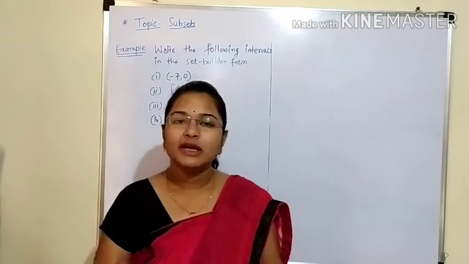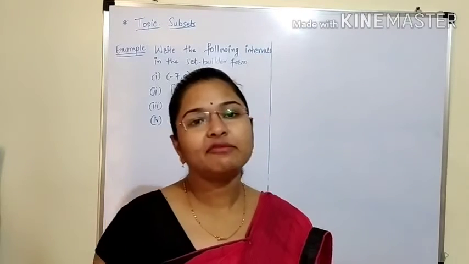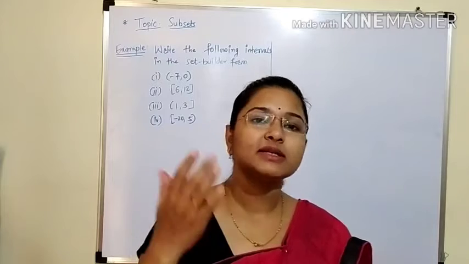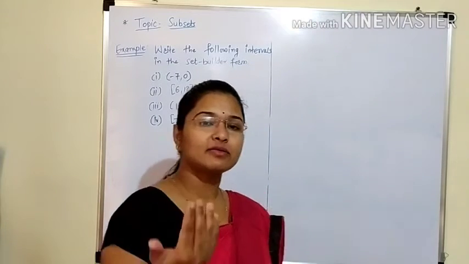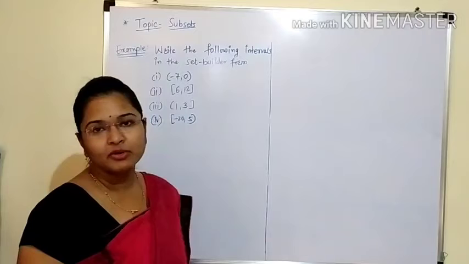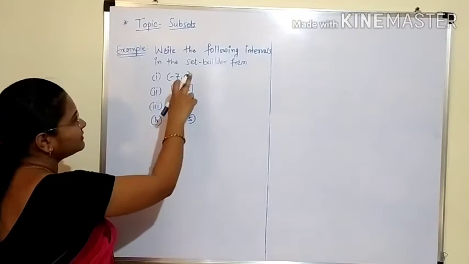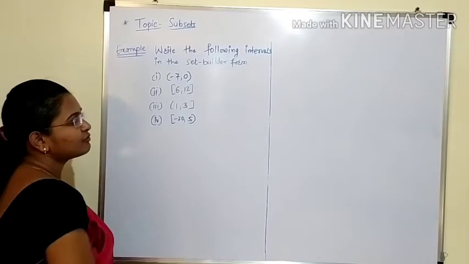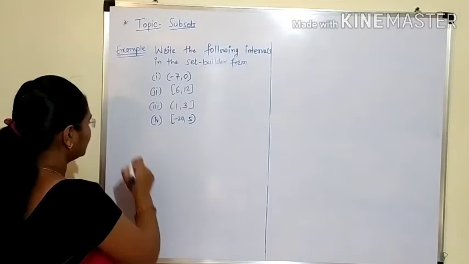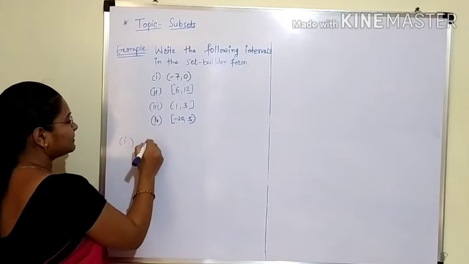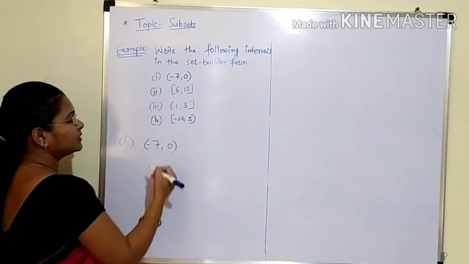Okay? In the previous example, we have written subsets of real numbers in the form of intervals. Now, in this question, we'll write the interval in set builder form. So, our question is, write the following intervals in the set builder form, and these intervals are given. So, we'll solve this one by one. First one, open interval (-7, 0).